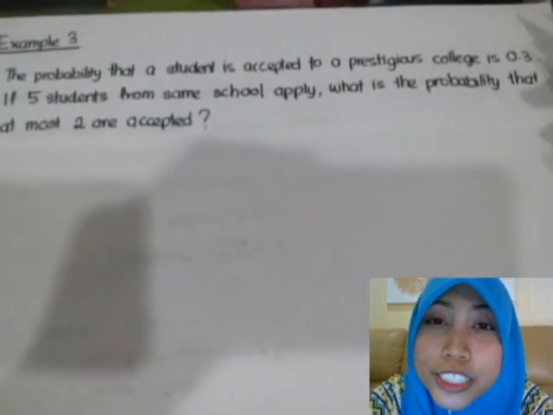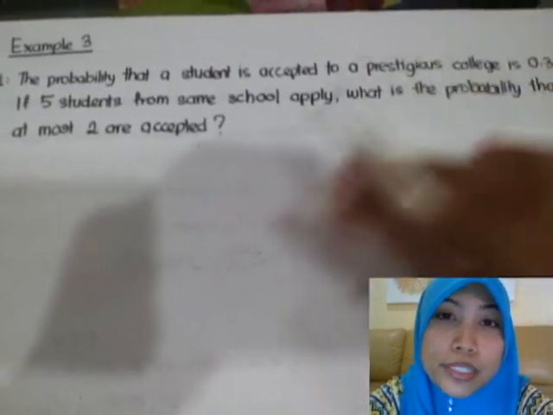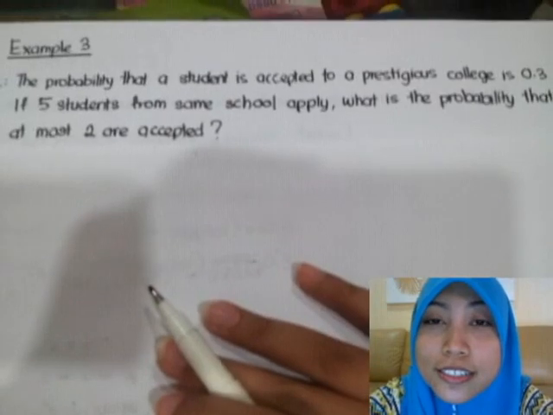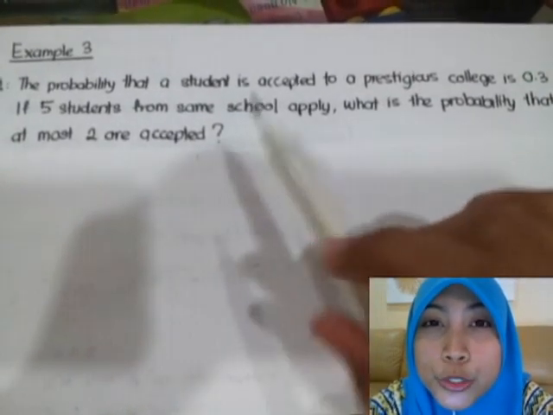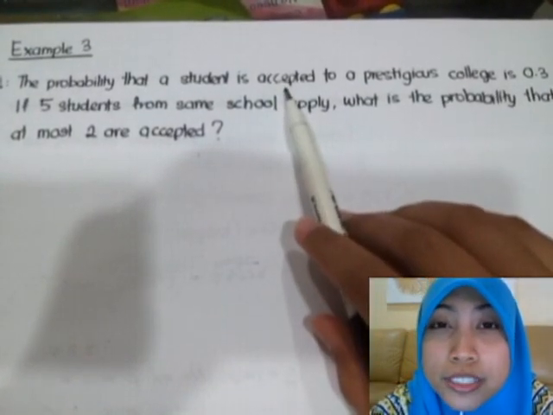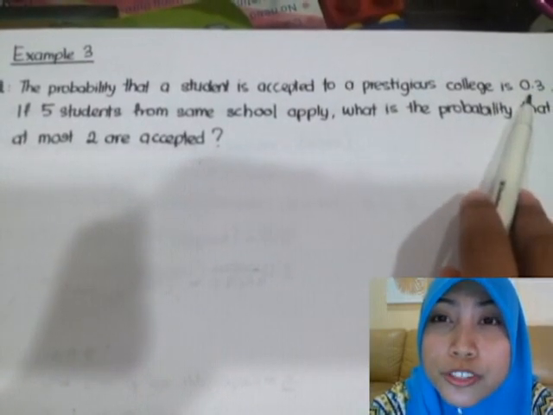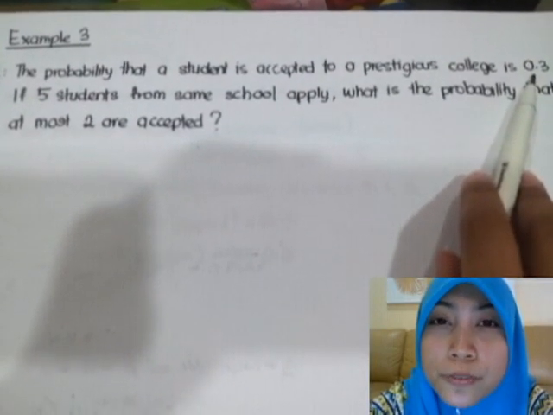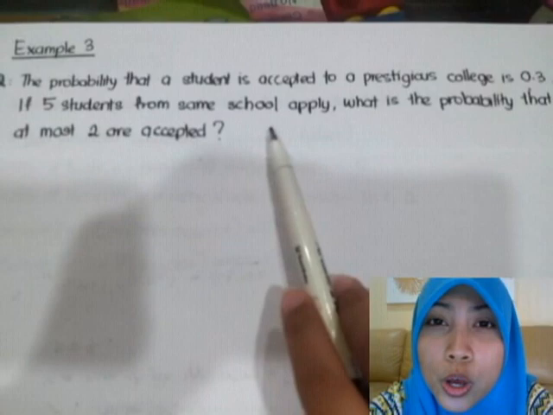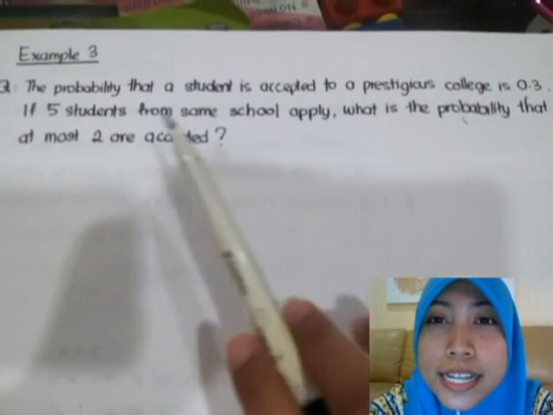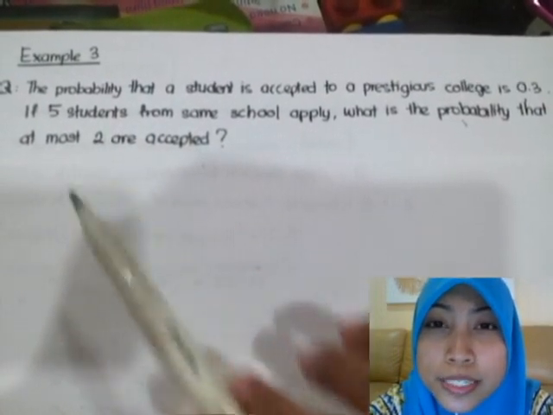Okay, example 3, our last example. The question is, the probability that a student is accepted to a prestigious college is 0.3. If 5 students from the same school apply, what is the probability that at most 2 are accepted?